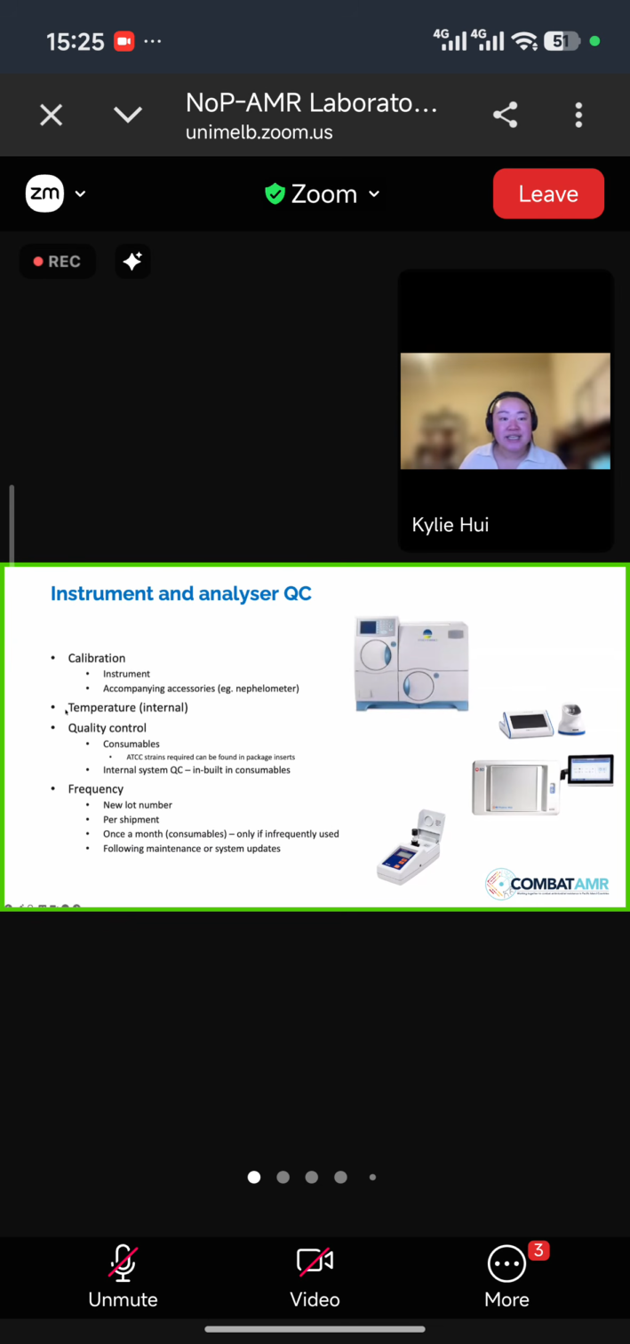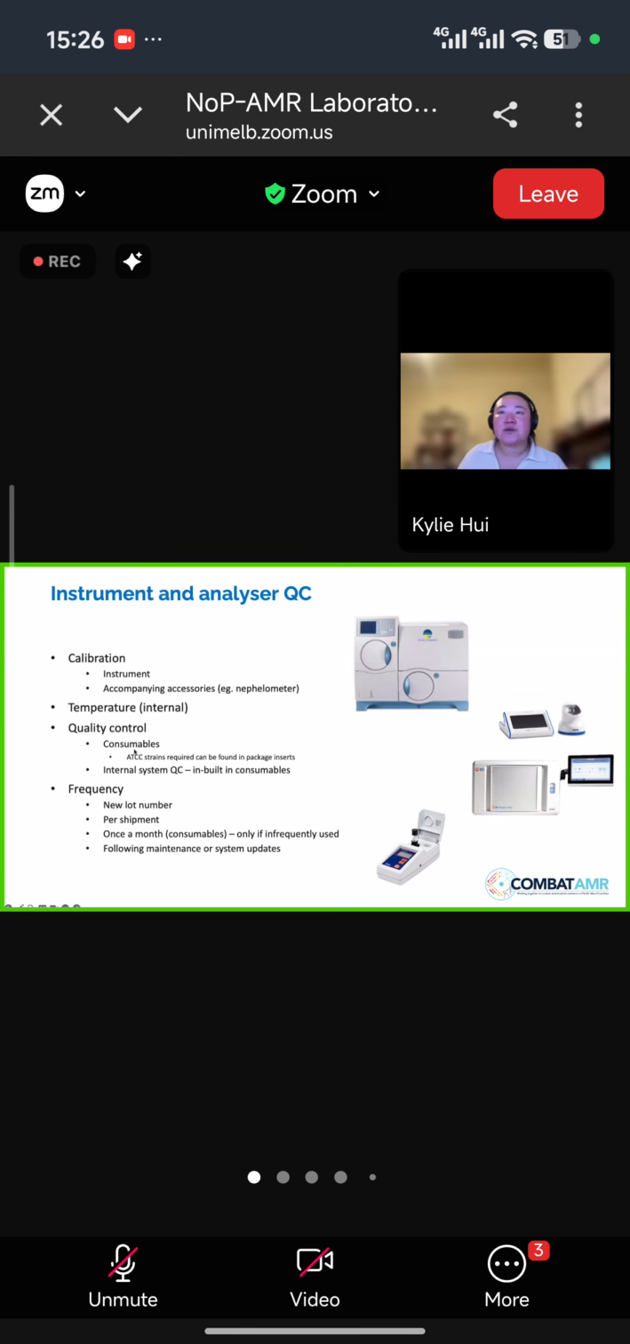There are also temperature checks. So this is something that we haven't really mentioned, but most of the labs, I know that in Cambodia, we're quite good with our LQMS, so that there's always a temperature log that we look at daily. But this also exists for our analyzers. So analyzers, particularly the Vitek, you can actually record internally in the machine what the temperature is.